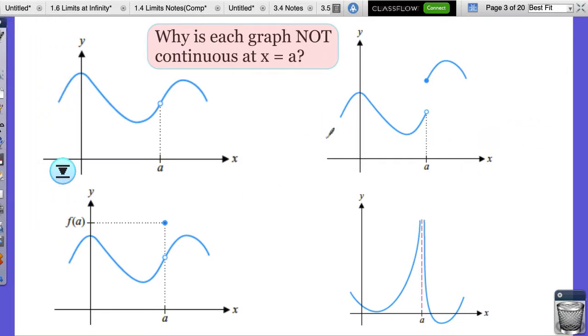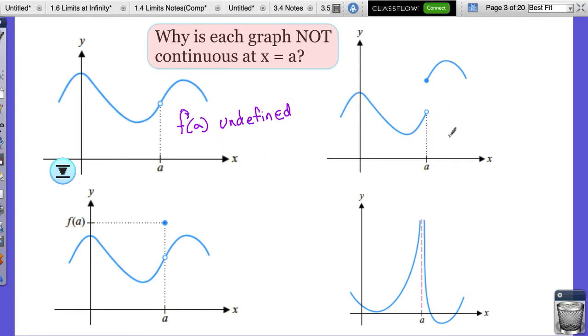All right, but they're all discontinuous for different reasons. The first graph is discontinuous. Why? It's not defined at a. Okay, so this one's discontinuous because f of a is undefined. If you're doing a problem, once you find it's not defined at that point, you don't have to do anything else. But do notice the limit does exist. It can't equal the function because the function is not defined.